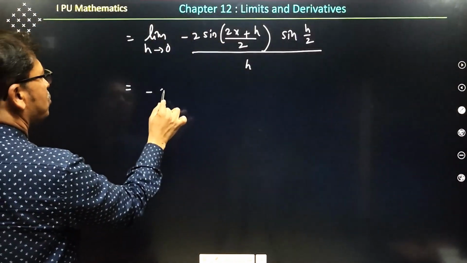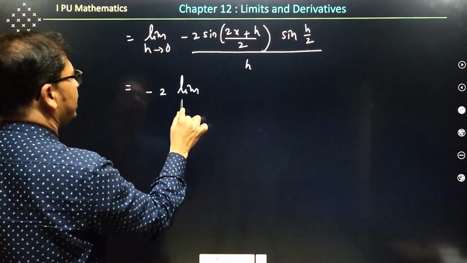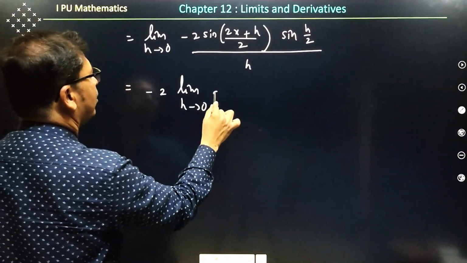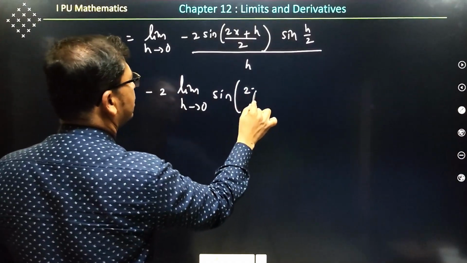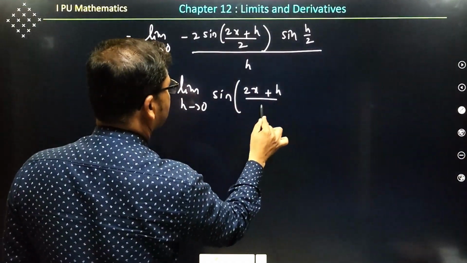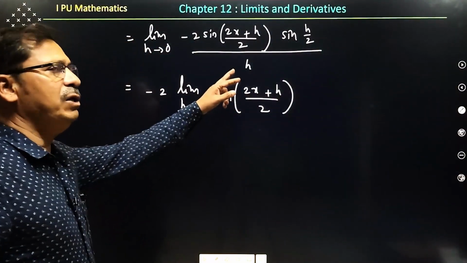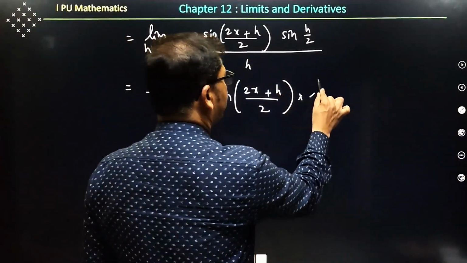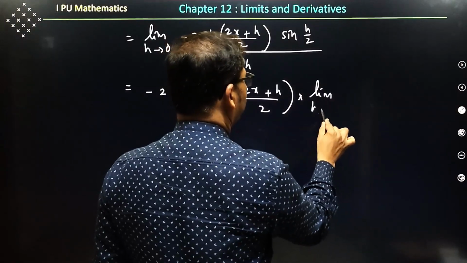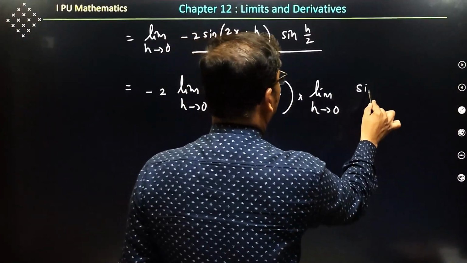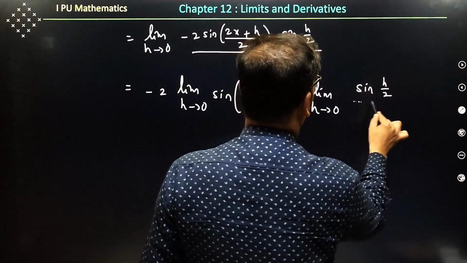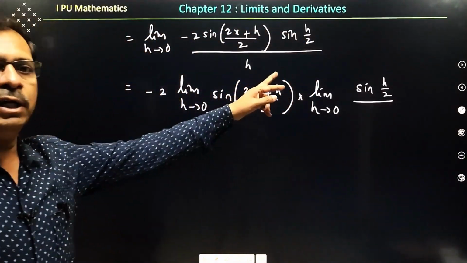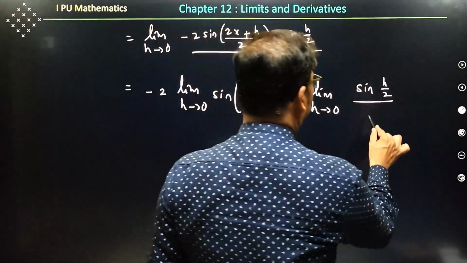This is equal to minus 2, you take it outside, limit h tends to 0 of sin of (2x plus h) divided by 2, here 2x plus h by 2. This h I would like to tag with sin h by 2. And at the same time I would like to split the limit here. So this is sin of h by 2, whole divided by h, which is taken with sin h by 2.